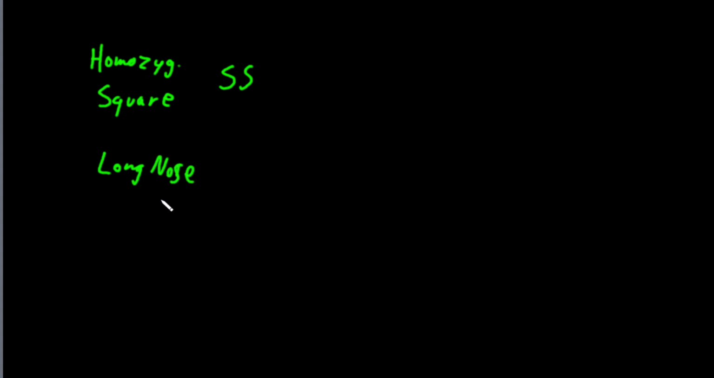homozygous square pants. Okay, homozygous, which means the same. Homozygous square. Looking at the trait, I can see that square is represented by a capital S. So homozygous square will be capital S, capital S. And heterozygous long nose. Okay, so long nose. And it is heterozygous.